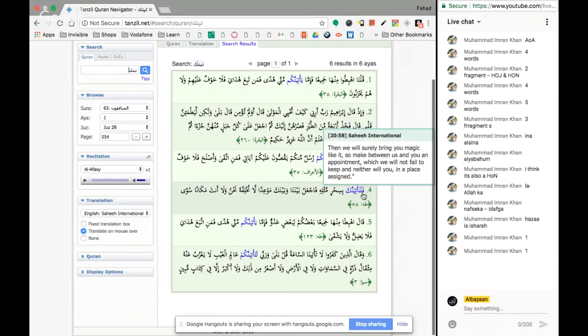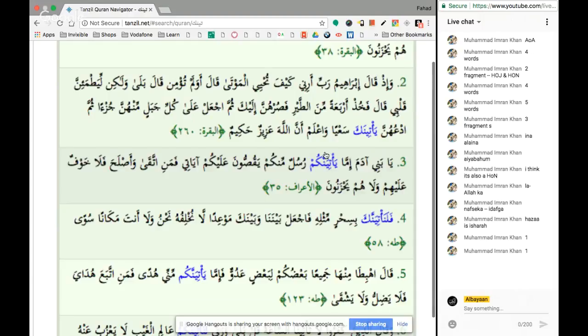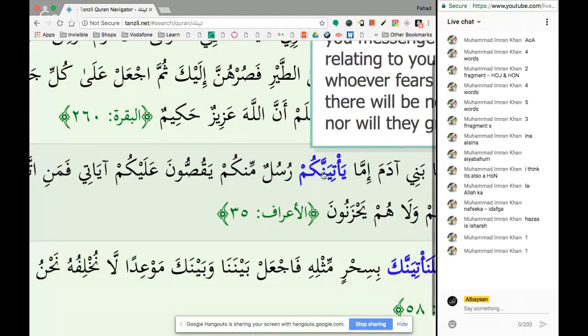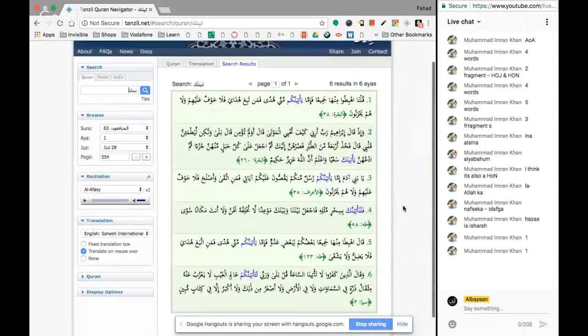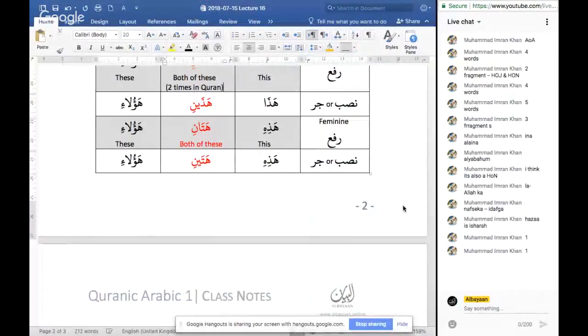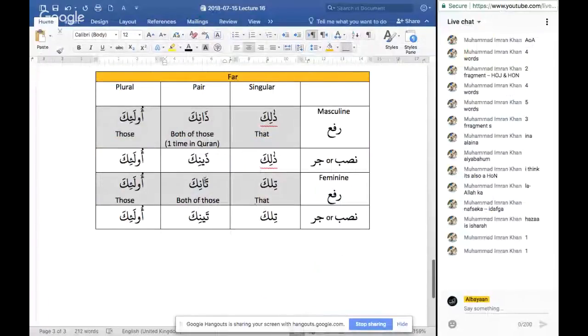So even if you look at the translation, it says, then we will surely bring you magic like it. So there is no pointing word used in the translation as well, right? It's a different word, and it has a shadda on it. Look closely. The pointer word tanika does not have a shadda. It's a different word altogether. Tanika, or tainika, is also not used in the Quran. So these three are not used in the Quran.